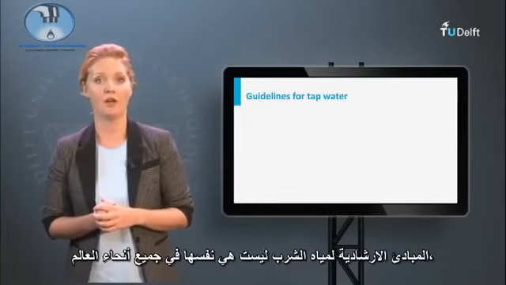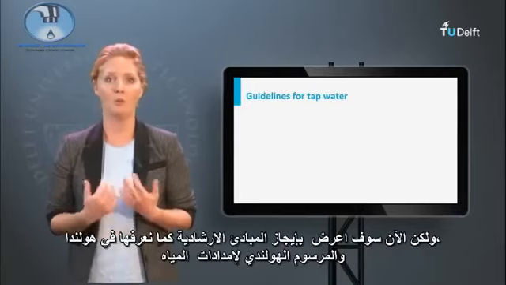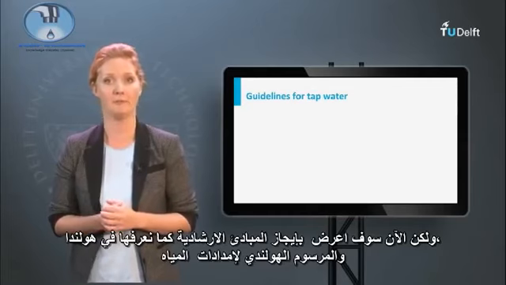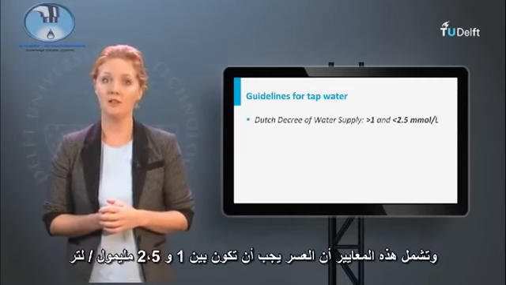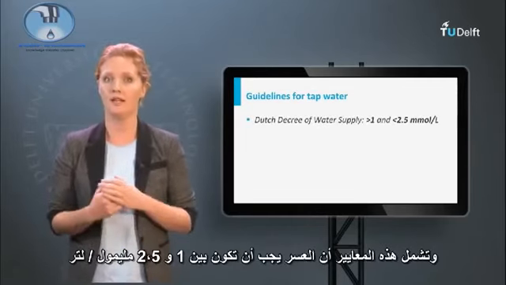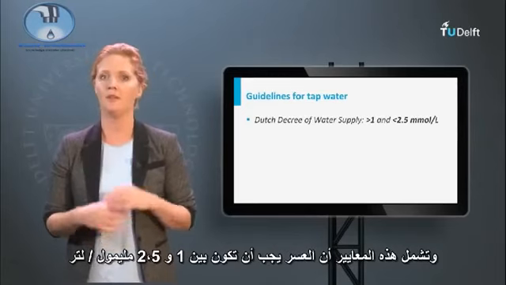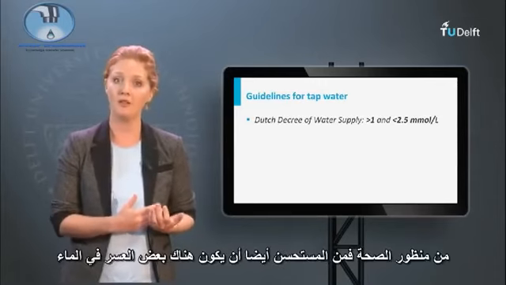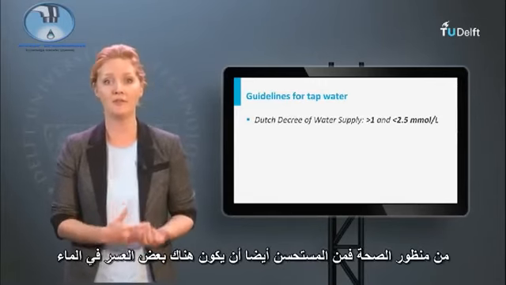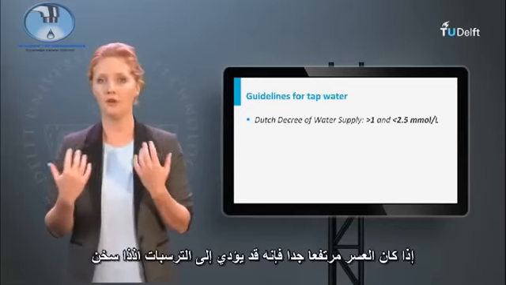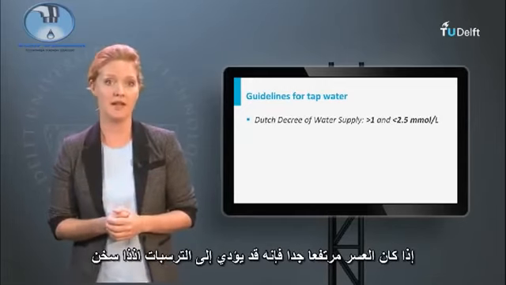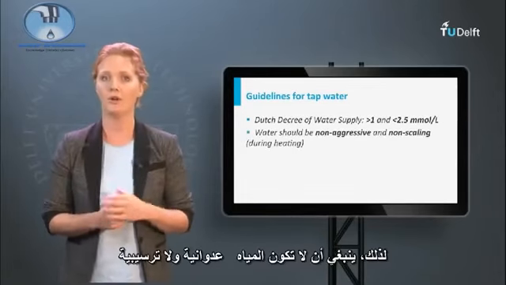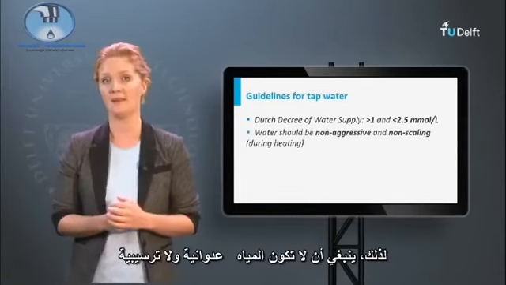The guidelines for tap water are not the same around the world, but now I will briefly summarize the guidelines as we know them in the Netherlands, the Dutch Decree of Water Supply. These standards include that the hardness should be between 1 and 2.5 millimoles per liter, because if the hardness is too low, it may result in locally aggressive waters. And from a health perspective, it is also desirable to have some hardness in the water. If the hardness is too high, it may result in scaling once heated, as described with the Tillmans curve. So, the water should neither be aggressive nor scaling.